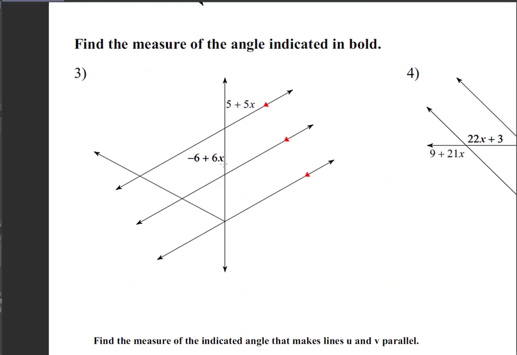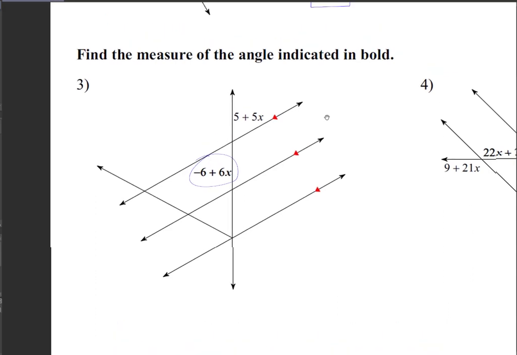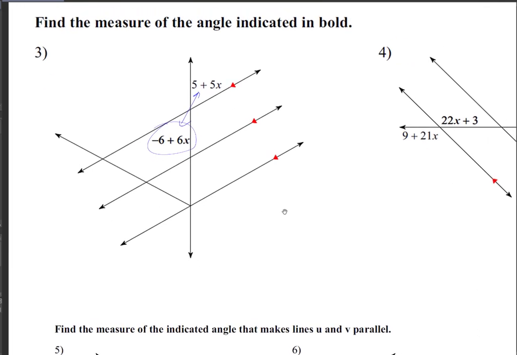Find the measure of the angle indicated in bold. So this one here, they want us to find the measurement of this angle right here. And you'll notice that this angle is across from this one here, right? And so this is called a vertical pair. So remember, with a vertical pair, they're congruent, they're equal. So I can set them equal to one another.